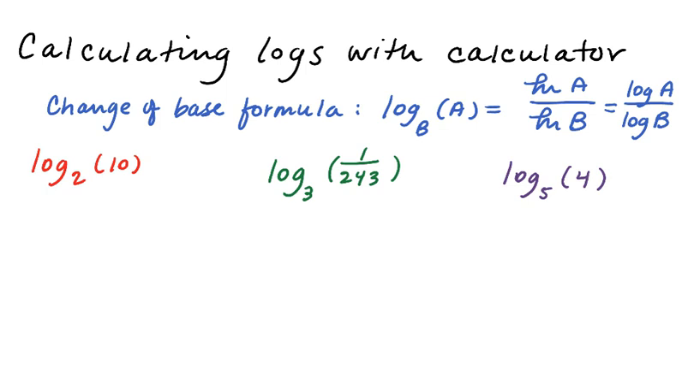Well, I'm going to use the change of base formula. I'm going to say that that's the natural log of 10 divided by the natural log of 2. You can use the base 10 log if you like, it doesn't matter. There's only the base 10 log and the natural log button on the scientific calculator, though. I'm going to even use the fraction bar. And I don't have TI Smart View for the scientific calculator, so I can't show you on screen.